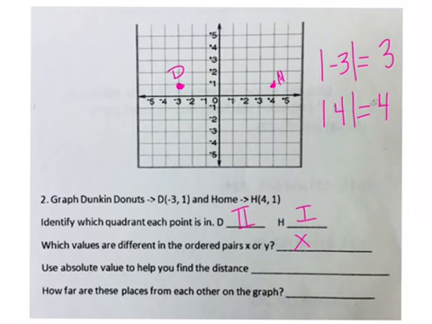Okay, so again, we want to use those two numbers to help us figure out the distance between these. So again, I can already see if I just count 1, 2, 3, 4, 5, 6, 7 spaces away on my graph. So what could I do to get 7 with a 3 and a 4? Well, I can add them this time. So 3 plus 4 tells me that that is 7 units apart.